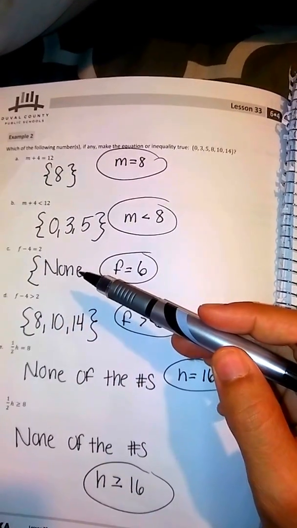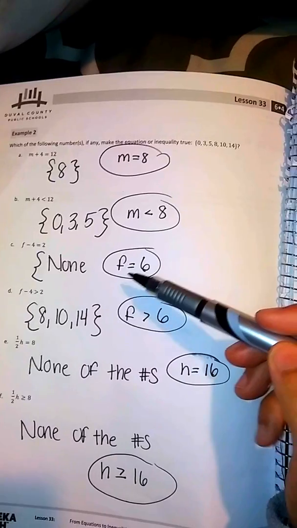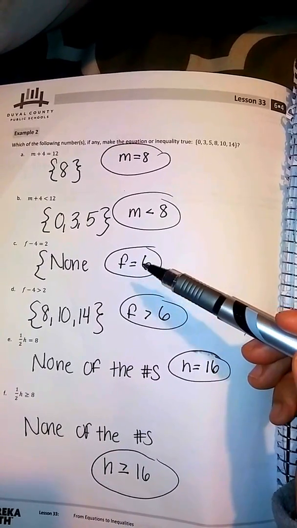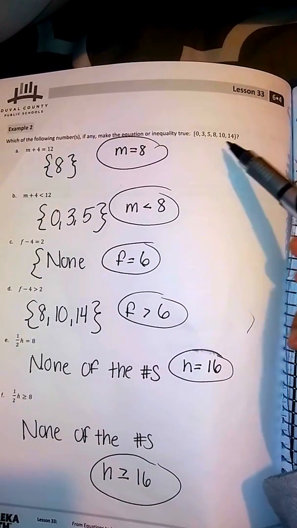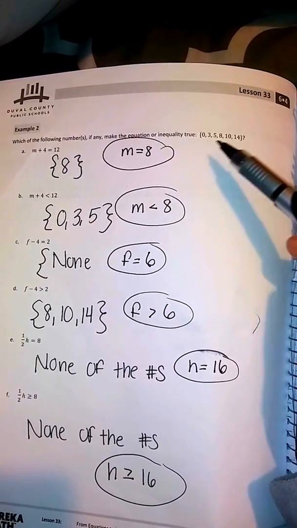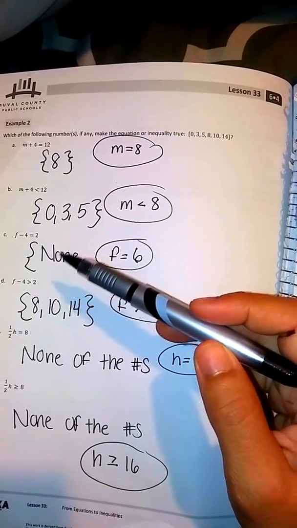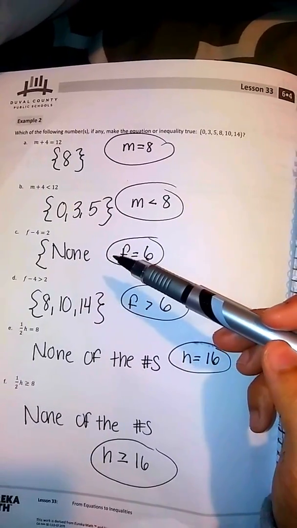All right, for C, you would have solved and you would have got f equals 6. Because it's f equals 6, it has to be 6 to satisfy this equation. So you would go up here and see if there's a 6. There is no 6 in this set of numbers, so you're going to go back down here and you would write no solution or no numbers or something along those lines, okay?